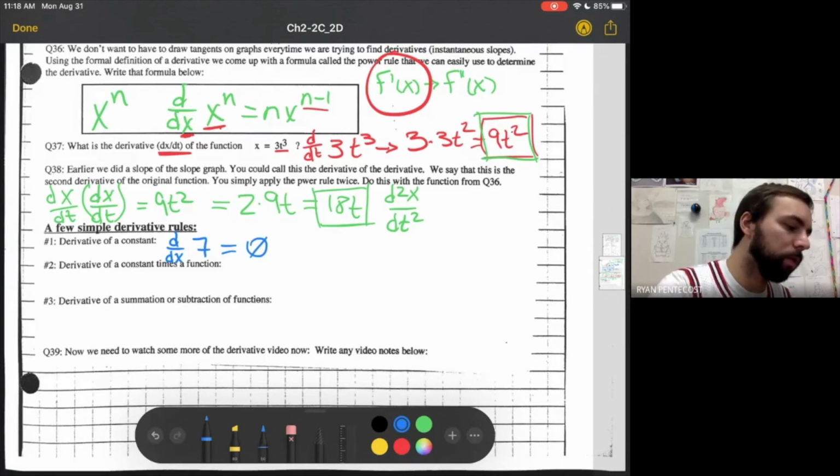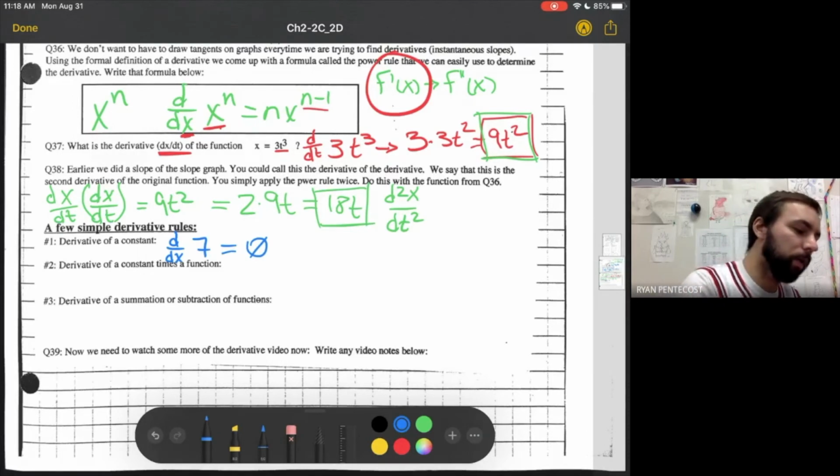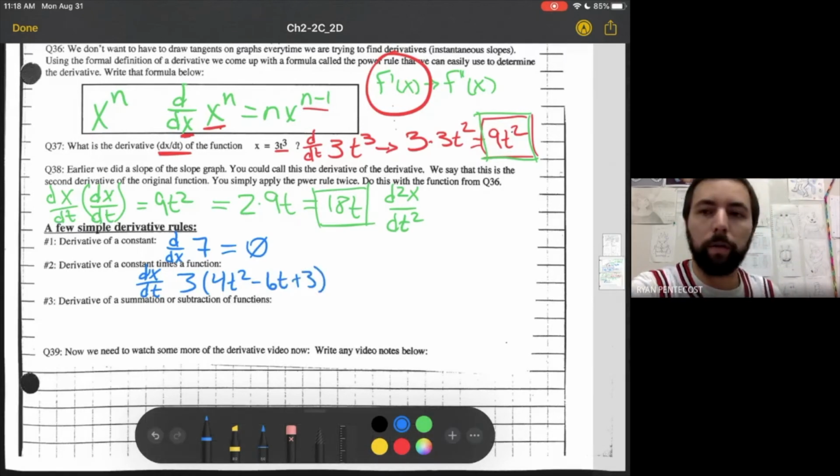All right, number 2, the derivative of a constant times a function. So this is tricky. Let's say that we had dx dt of 3 times 4t squared minus 6t plus 3. Okay. Sorry, I had to make that up on the spot. So let's say we have the derivative of a constant times a function.